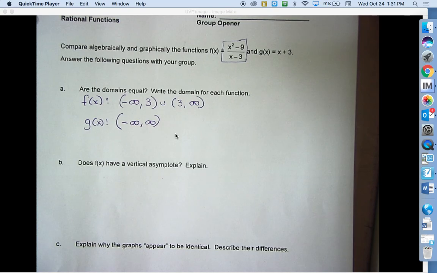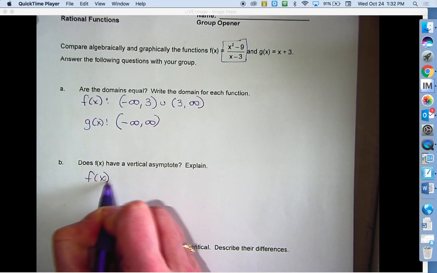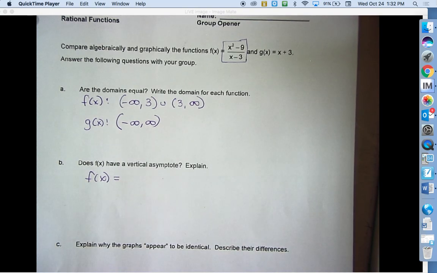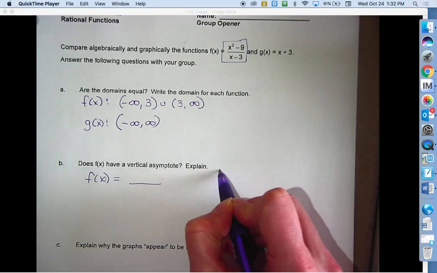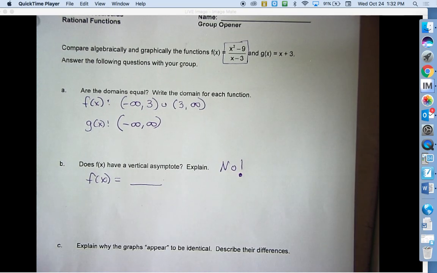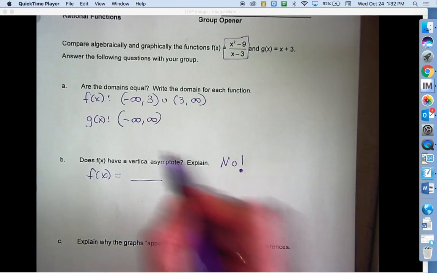The next question then says, does f of x have a vertical asymptote? And then it says, explain. Is there a vertical asymptote? Alex? No. Why not? Because the power on top is larger than the power of the... That would be for a horizontal asymptote. Oh, vertical asymptote. It's no because it does cancel out. Okay. Yes, that's the part. So there is not a vertical asymptote because it does cancel if you factor.